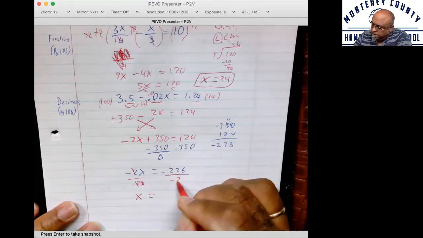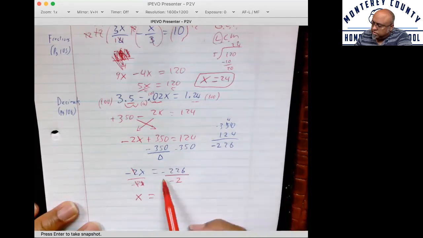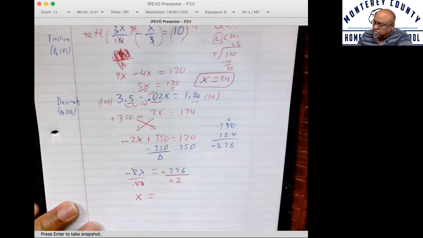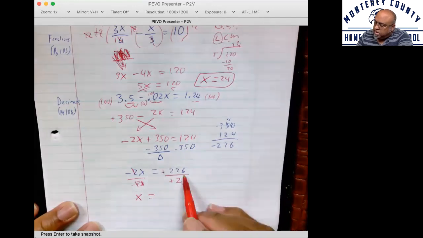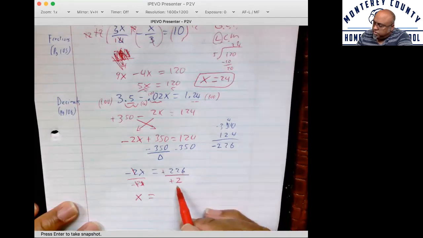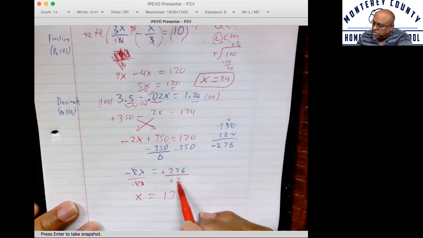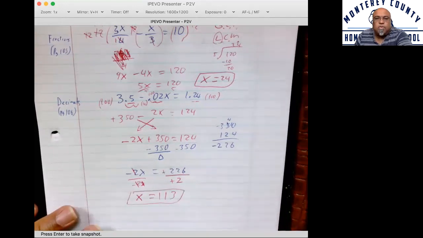Now, since this is negative and this is negative, they cancel out and become positive, so your answer is going to be positive. So 6 divided by 2 is 3, 2 divided by 2 is 1, 2 divided by 2 is 1 again. So x is equal to positive 113.